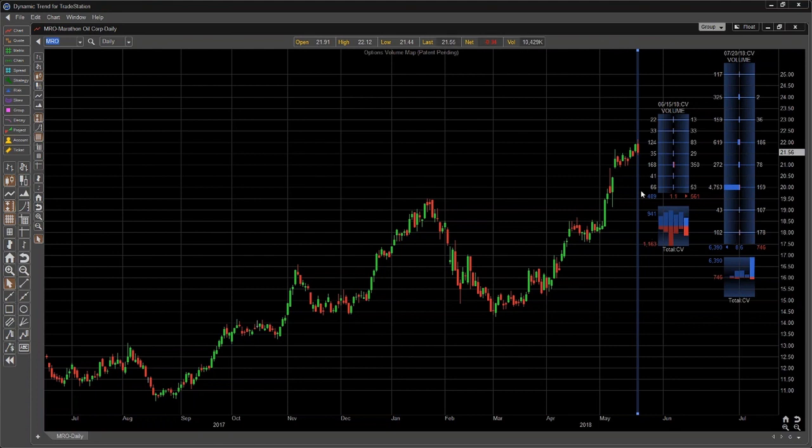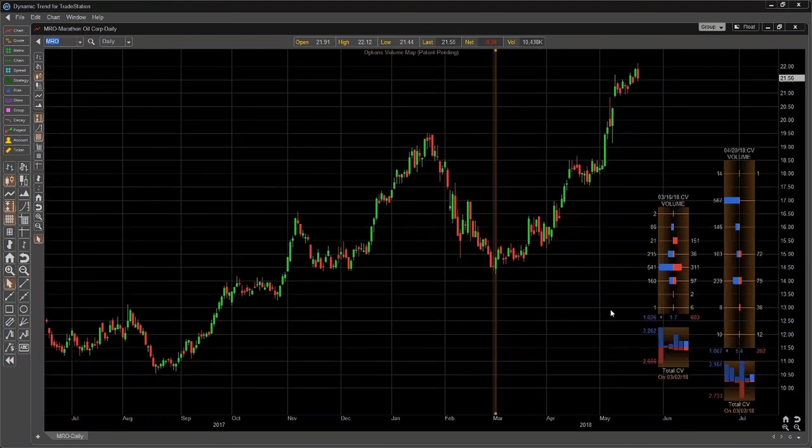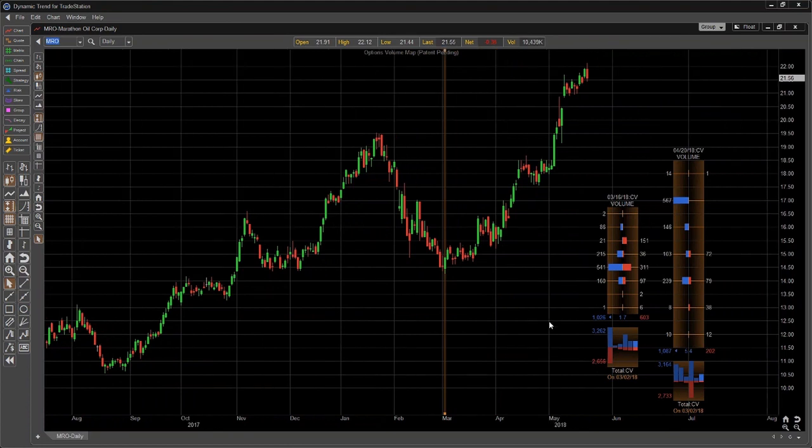What I can do with this options volume map is click on its anchor bar, and right now the anchor bar is anchored on the last bar. I can click on that anchor bar and draw it back to the past. It will actually show me the historical volume for this particular stock based on the expirations that were happening at this particular point in time.